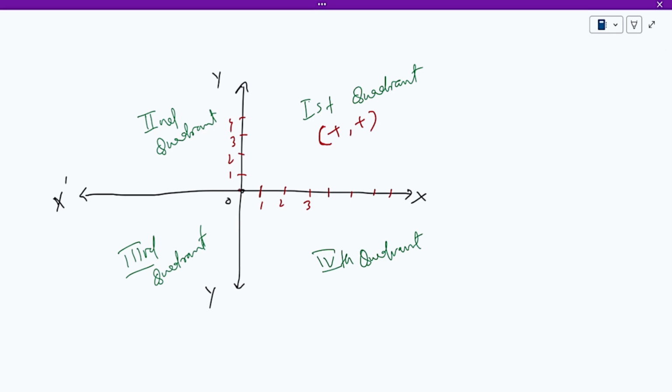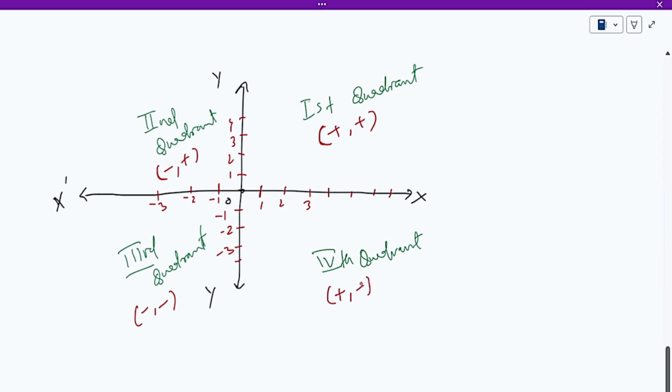And in the second quadrant, if you see the x-axis, the x coordinate is negative over here, right? So the first component, the x-axis, is negative, and the second component, y, is positive. So in the second quadrant, the sign of the coordinate is negative, positive. On the third one, what is the sign? X is minus, minus, very good. And the fourth one, the first is x, which is positive, and the second is y, which is negative. So plus, minus.